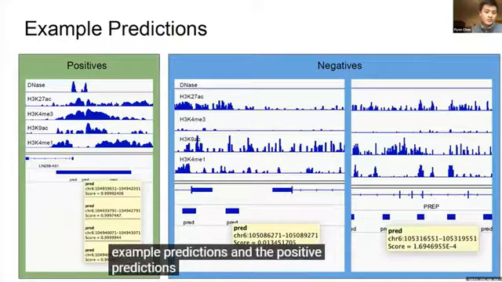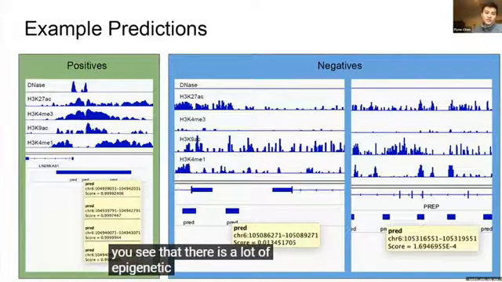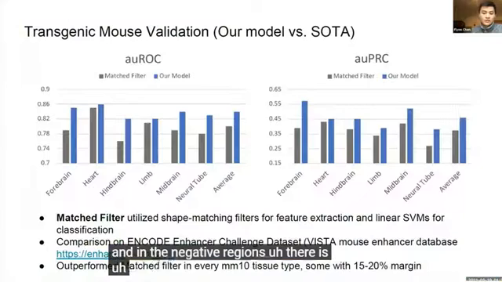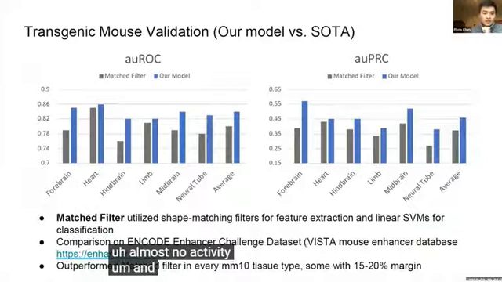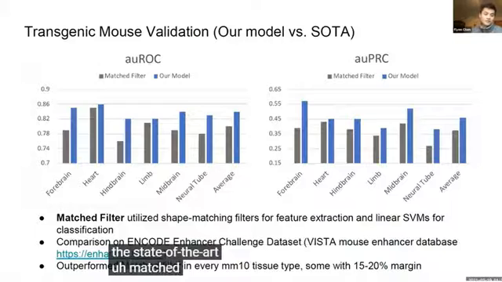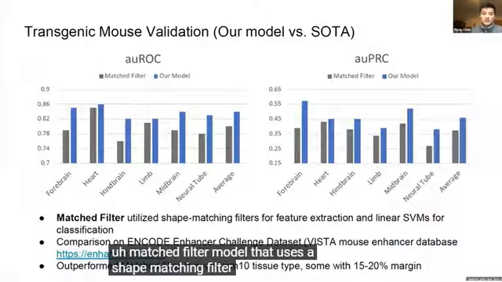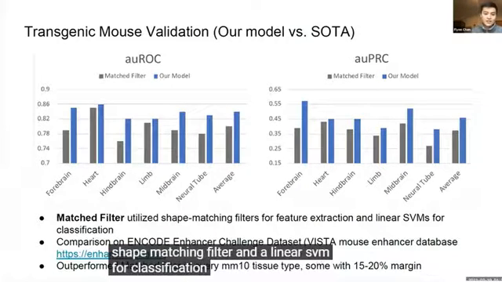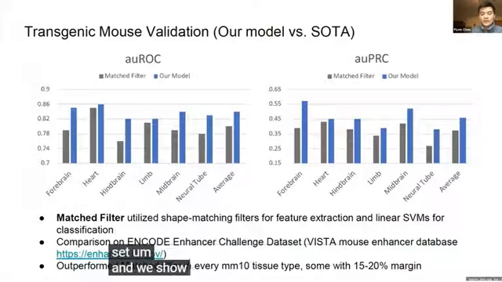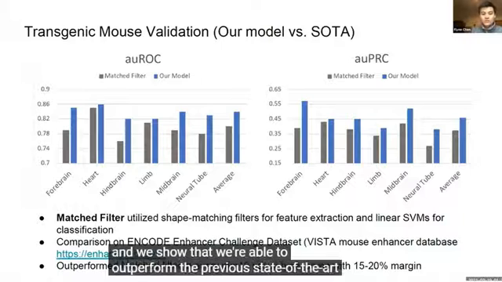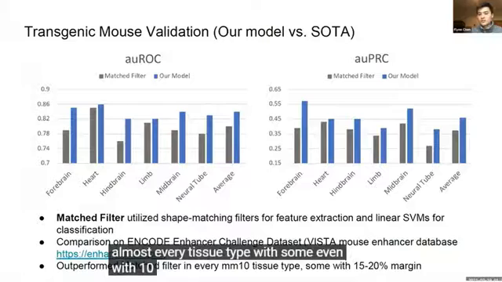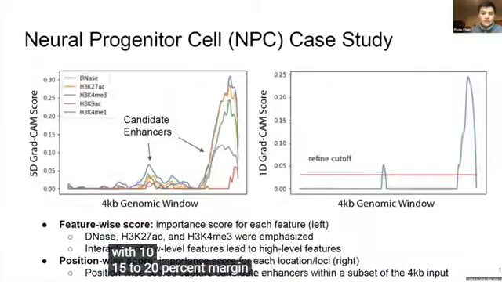In the positive predictions, you see that there is a lot of epigenetic activity going on, and in the negative regions, there is almost no activity. And so we benchmarked our model with the state-of-the-art matched filter model that uses a shape matching filter and a linear SVM for classification on this ENCODE enhancer challenge dataset. And we show that we're able to outperform the previous state-of-the-art model in almost every tissue type, with some even with 15 to 20% margin.